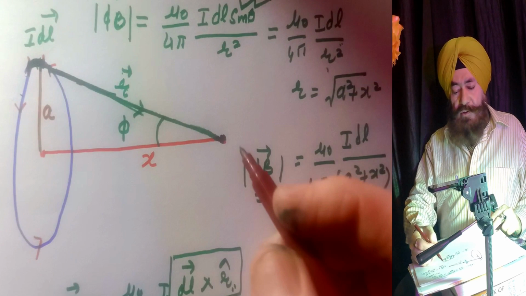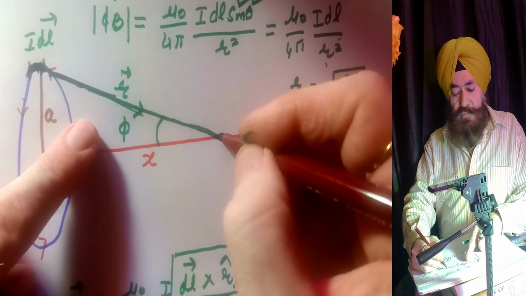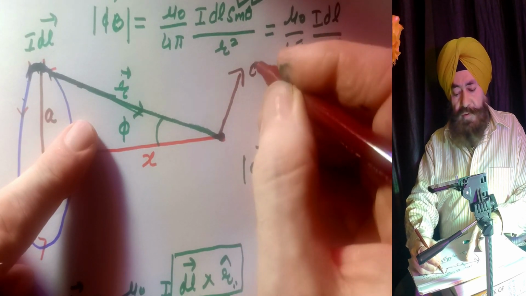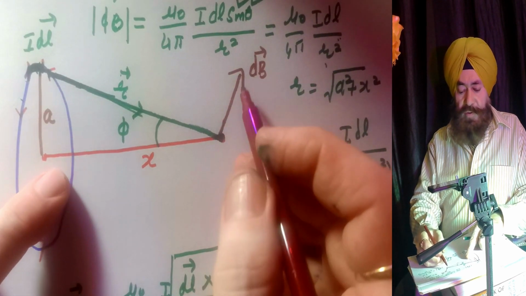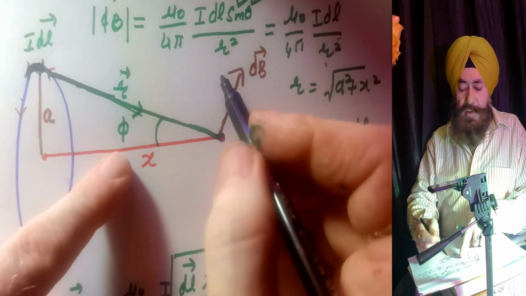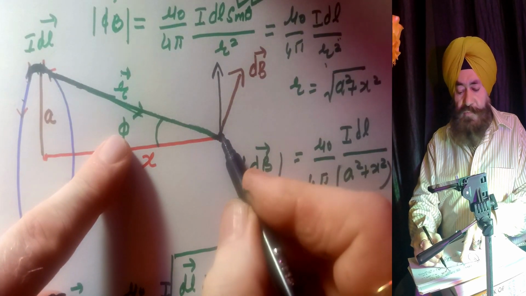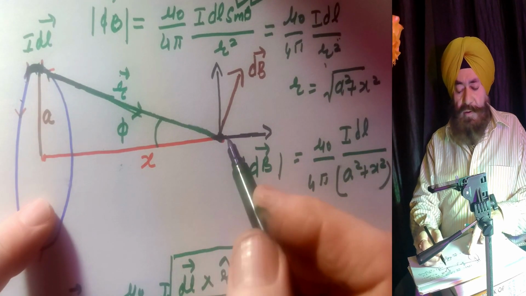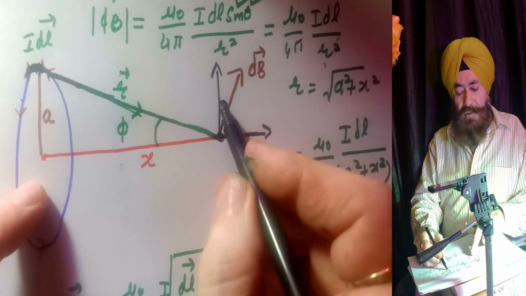So the direction of field will be perpendicular to this line. So it will be like this. Okay. Now I resolve the dB into two components. One component along this side, one component along the axis. Now the problem is, what is this angle?